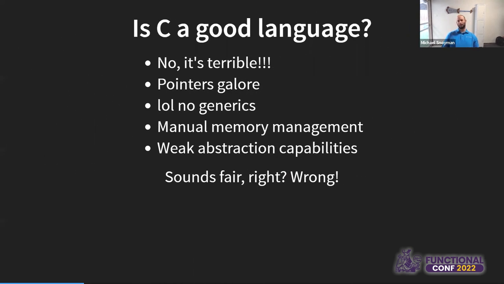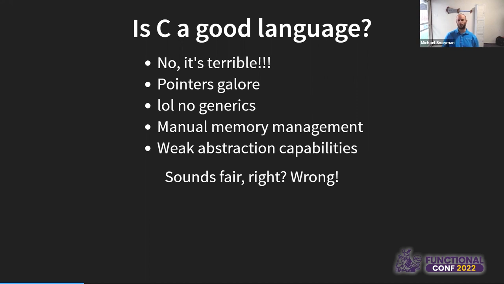Let's go back in time a little bit further though. Before Haskell came along, before the functional programming revolution that many of us are a part of, you had languages like C. And if you have a language like C, we can ask a basic question today. Is it a good language? And I think many people here are going to say, no, C is an absolutely horrifically terrible language.